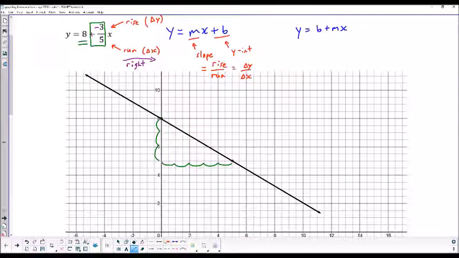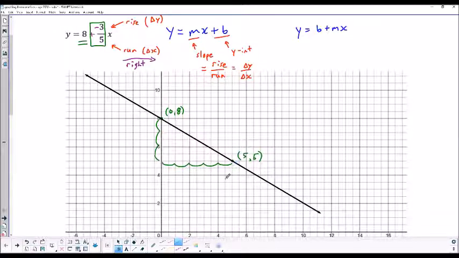So from that point 0, 8, there's the y-intercept 0, 8. And this point is the next point on the line. And we see that this point is 5, which makes sense because we're going 5 units to the right when starting at 0 in the x direction. And we've gone down from 8, we've gone down 3. So that point is 5, 5. Okay, and then there are other points on the line.